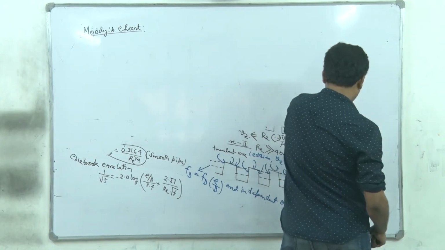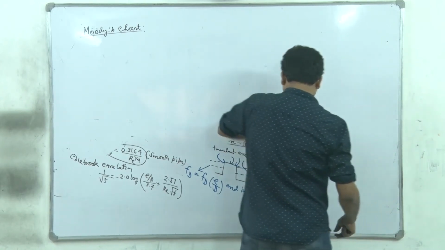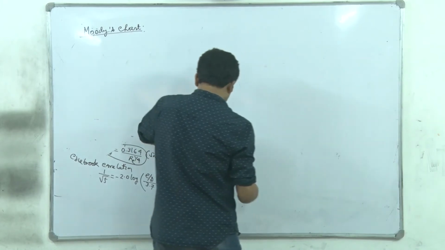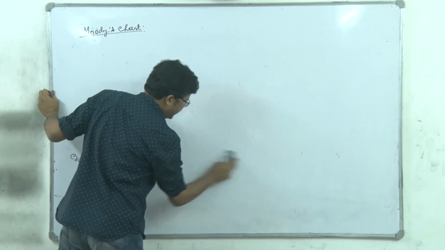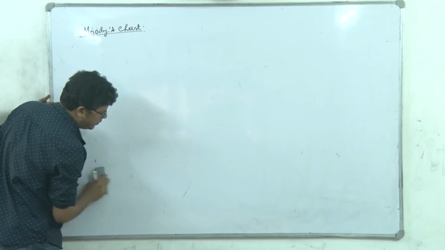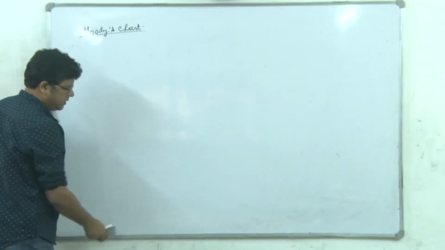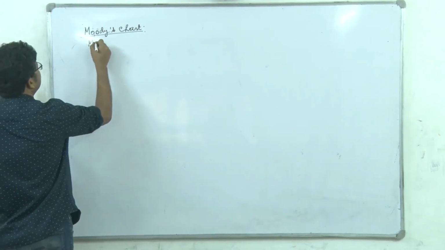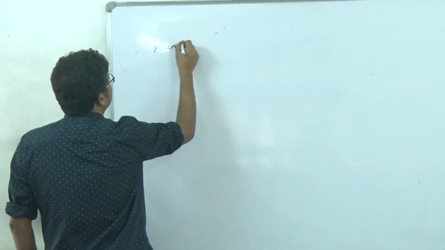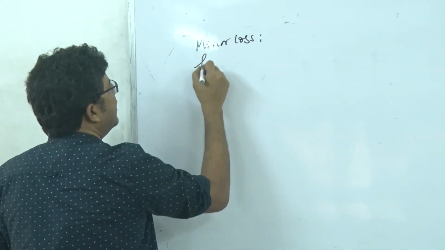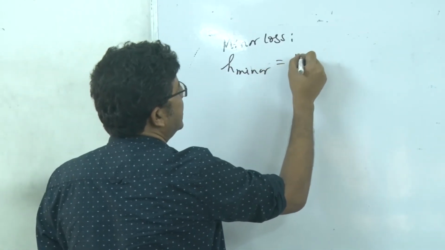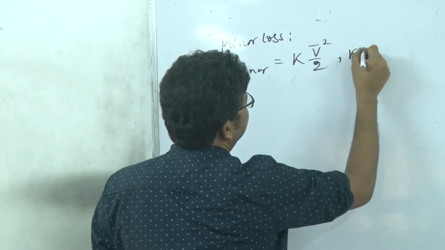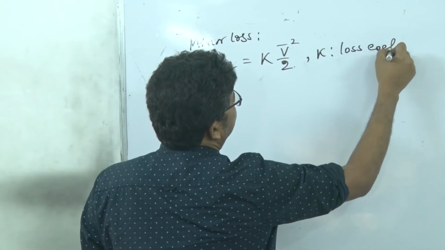See, the minor loss is a very simple equation and mostly it is totally empirical. We will calculate the minor loss by two different approaches. One is the approach of the minor loss coefficient and another is the concept of equivalent length. So you can write that H minor is equal to K into V bar square by 2, where K is the loss coefficient.